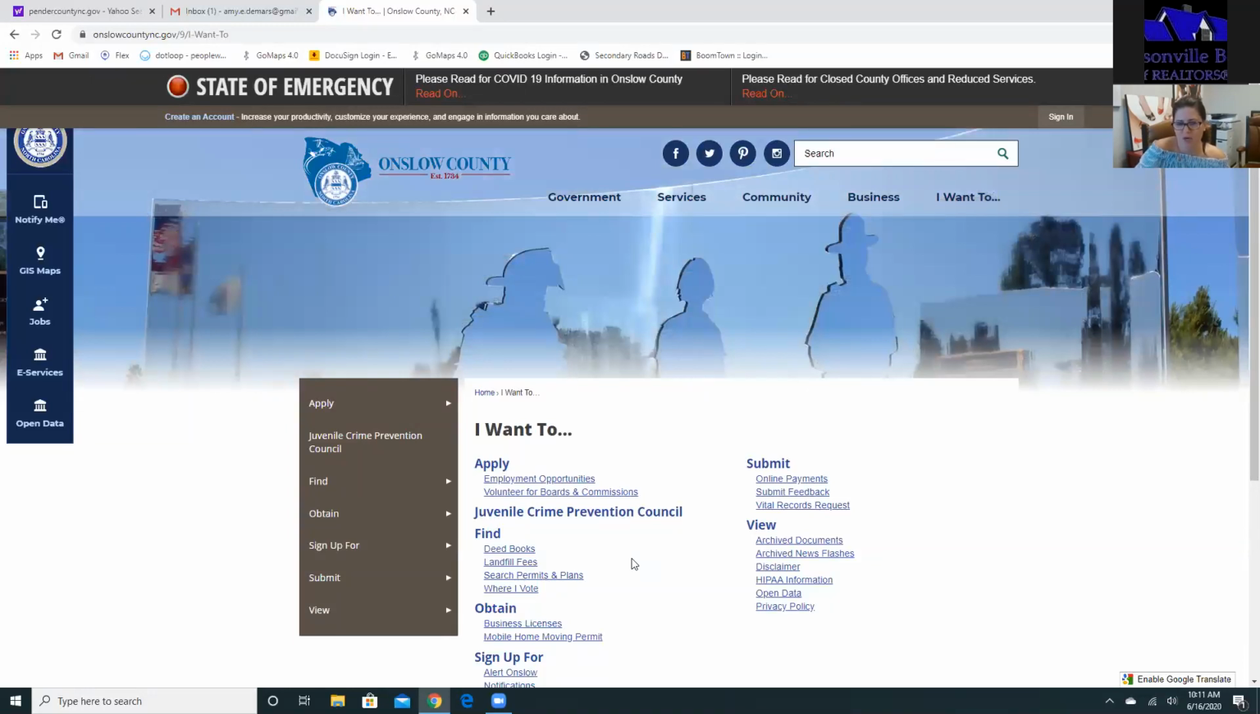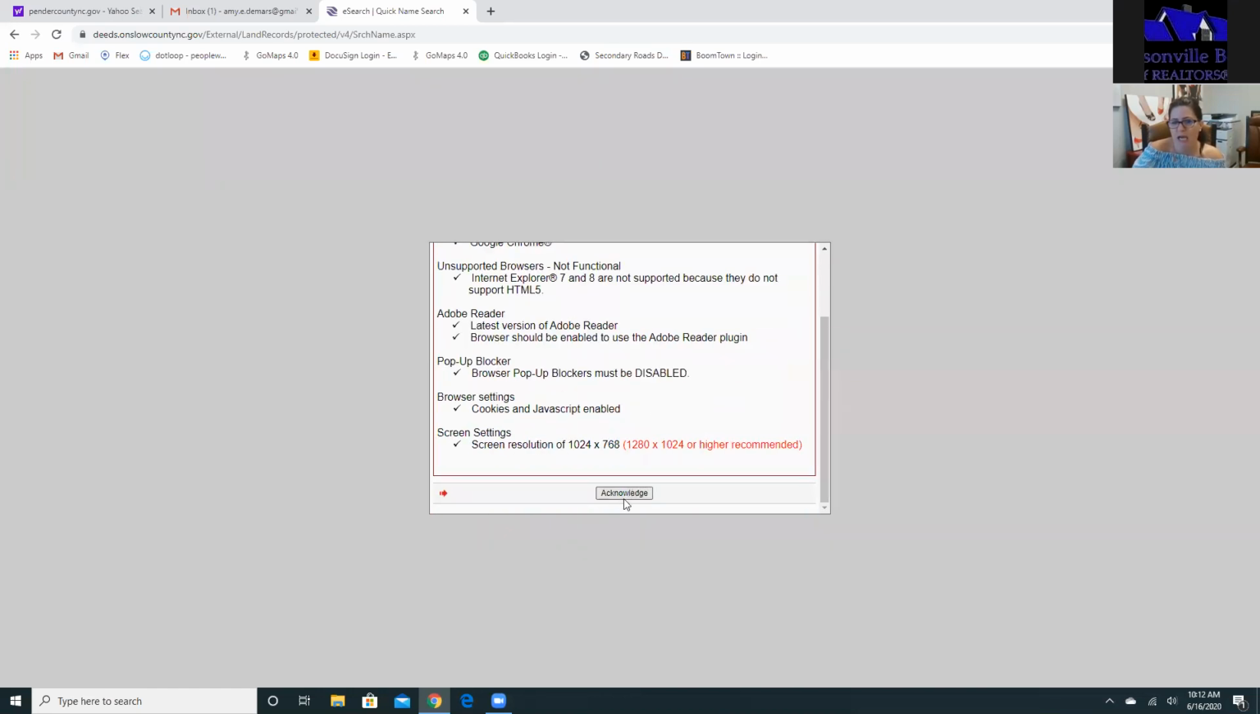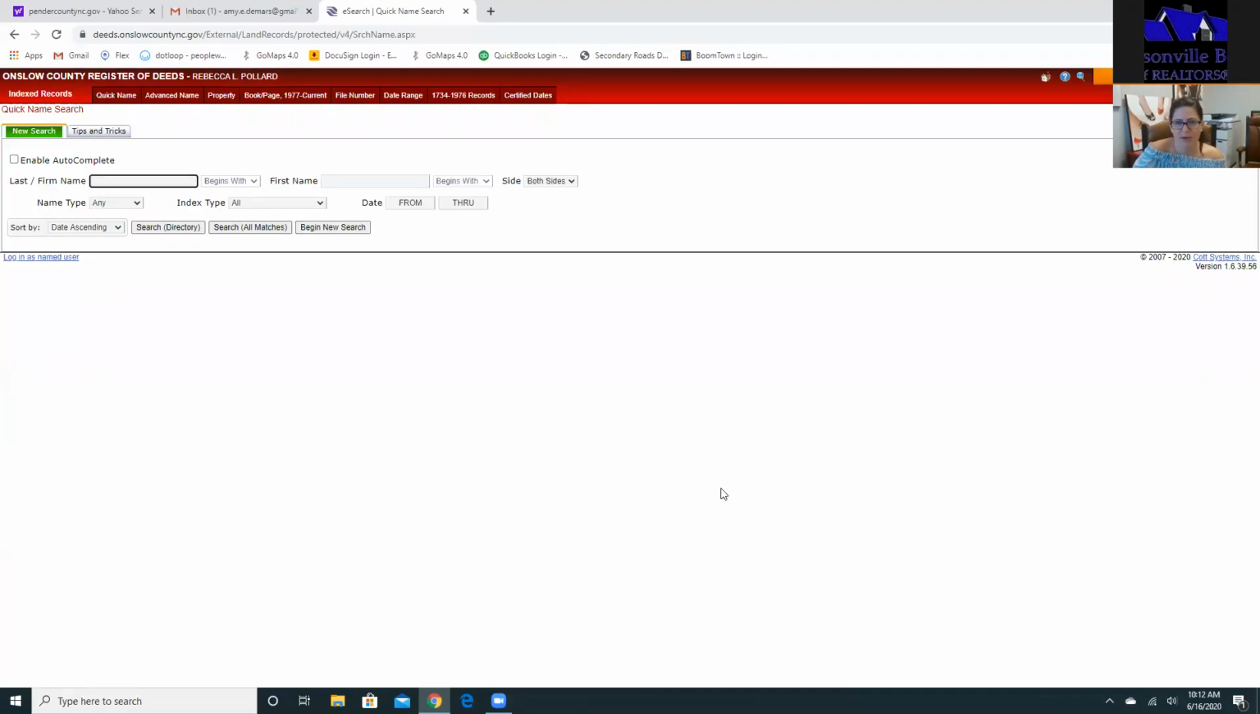Today we are focusing on restrictive covenants. So we're going to go to the deed books. You can also find this by Googling Onslow County Register of Deeds, a plethora of different things you can get to this page. But if you're wondering how to get to it from the Onslow County NC website, this is the easiest way because you've already been in there probably looking at those GIS maps. So this will always come up the first time you sign into the page every day. You'll get the site requirements. It'll tell you what you need. You just go ahead and hit acknowledge, and now you're in.